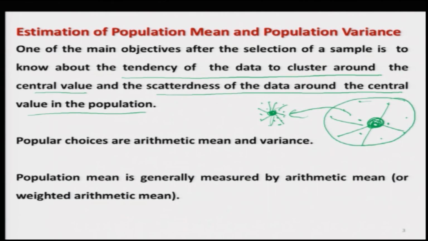So, we want to know the point where the data is concentrated and what is the scatteredness of data around the central value. The popular choice to know these things, for central tendency, the popular choice is arithmetic mean, and for the scatteredness, for the variability, the popular choice is variance. So, that is what we try to denote in the population also. The population mean will be denoted by arithmetic mean, and the population variance will be denoted by the concept of variance.